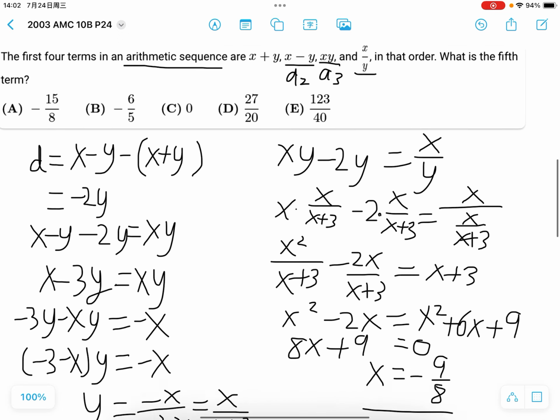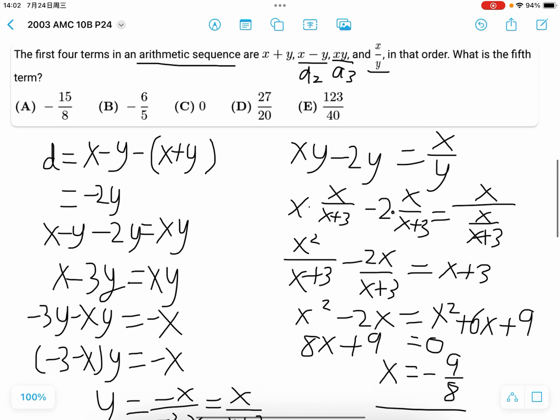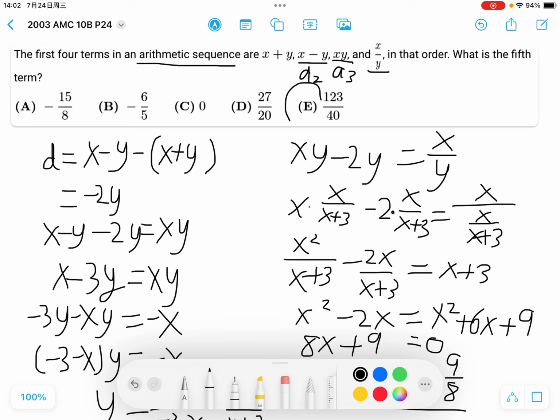And if we look at the answer choices, we do find 123 over 40. That's option E. So this is our solution to 2003 AMC 10B Problem 24. The main takeaway in this problem is that you have to use the fact that the terms are an arithmetic sequence to write equations, and you also have to substitute either x into y or y into x.